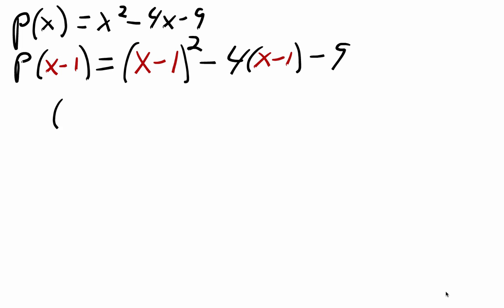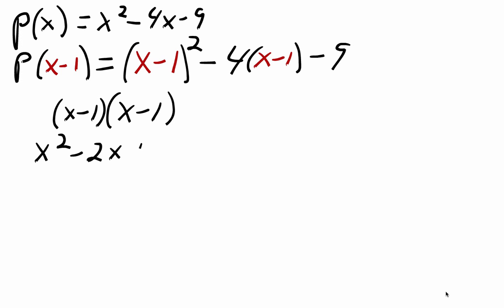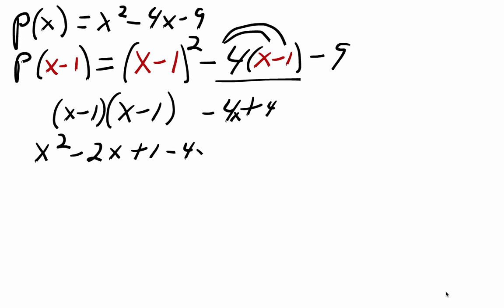So x minus 1 squared means x minus 1 times x minus 1. So I had to FOIL that, so I had x squared minus 2x plus 1. And over here then I would distribute that, negative 4x plus 4. Oops, forgot the x. So add that 2 there, minus 4x plus 4. And then I have my minus 9. I've got to put that in there.